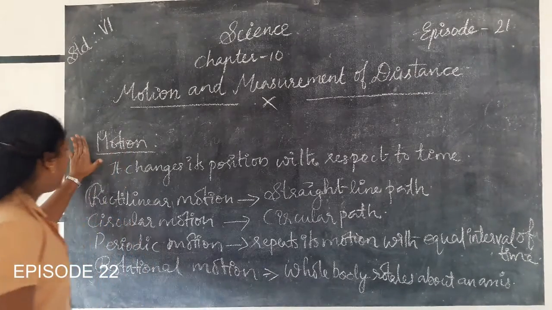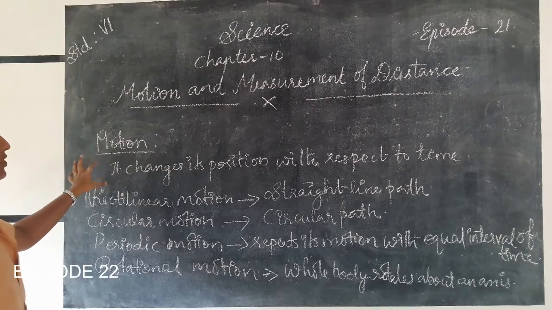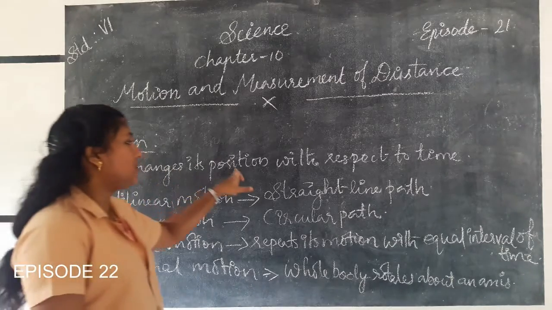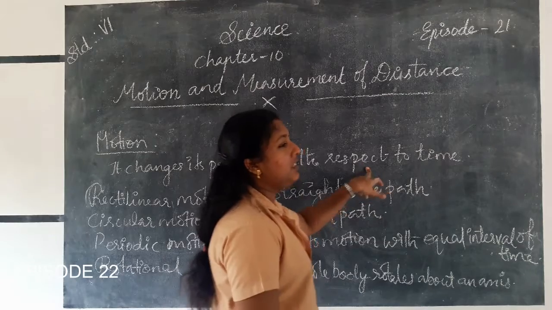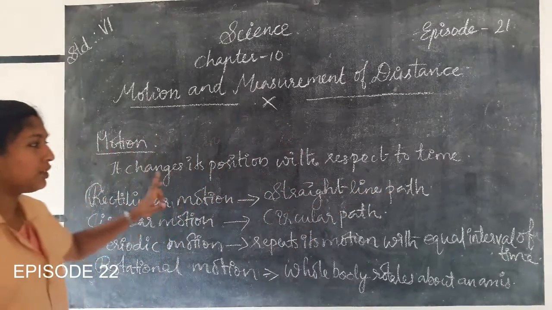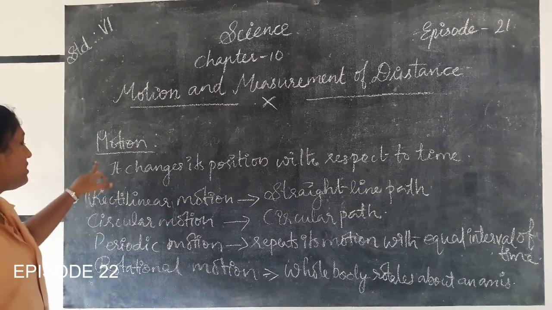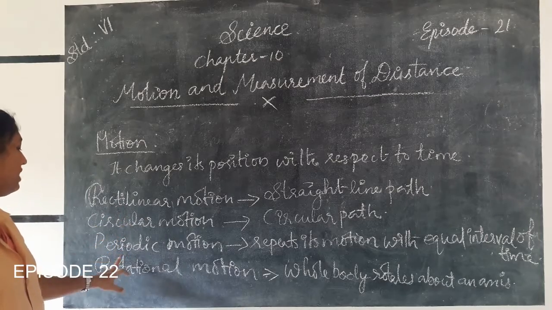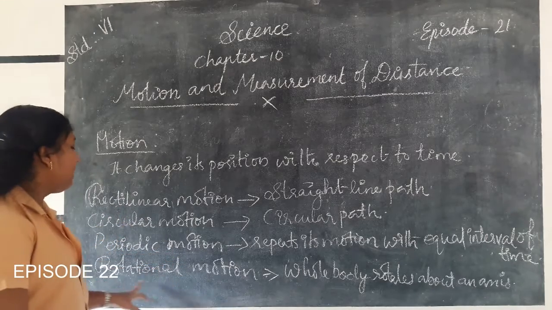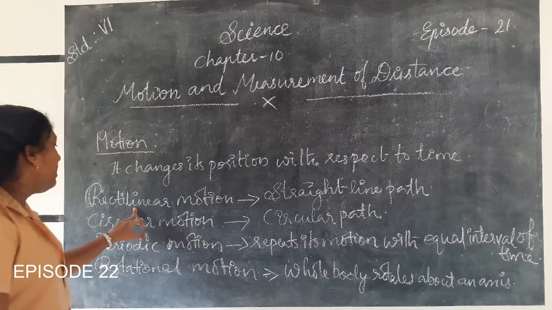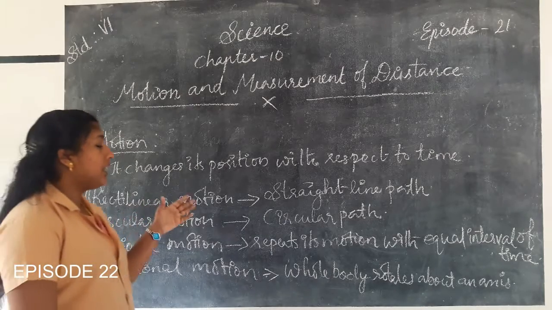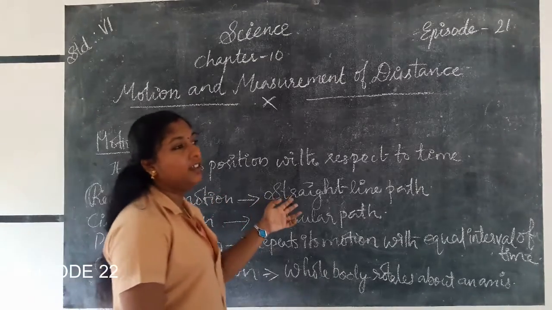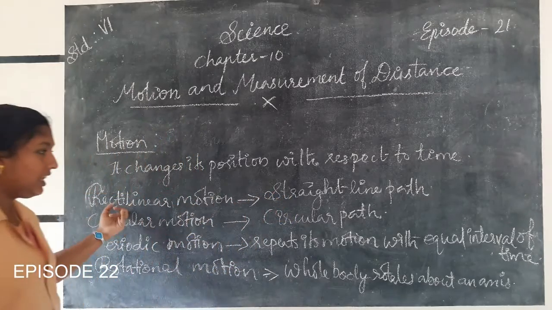Once again about motion. What is motion? Motion means when a body is said to be in motion, it changes its position with respect to time. Then different types of motions are rectilinear motion, circular motion, periodic motion and rotational motion. First one, rectilinear motion means that when a body is moving in a straight line path, that body is in rectilinear motion.